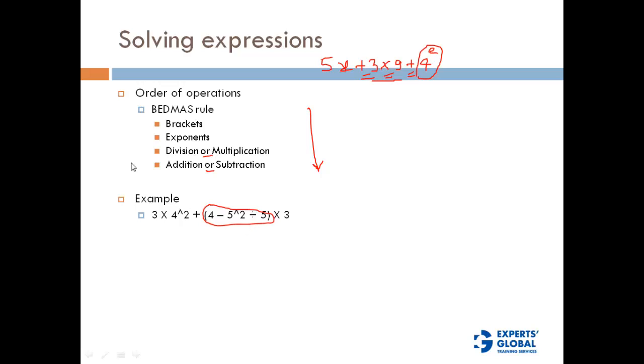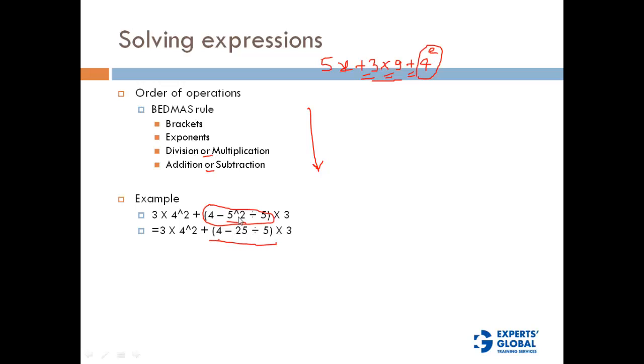So within the bracket also we'll try to follow this particular order, right? So the highest priority will be given to 5 raised to 2. That is because after brackets we have exponents, right? Okay, so the first thing we'll figure out is the value of 5 raised to 2, which is 25. So this expression becomes 3 into 4 raised to 2. We haven't touched this part. Plus, we have only made some change to this: 4 minus 25 divided by 5.